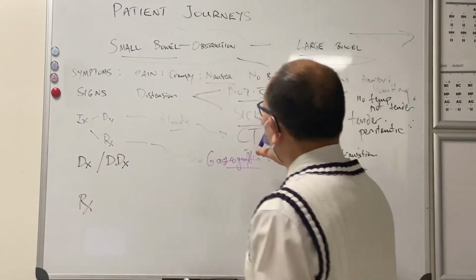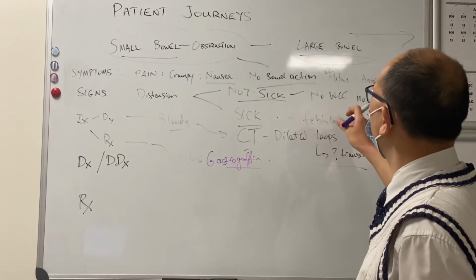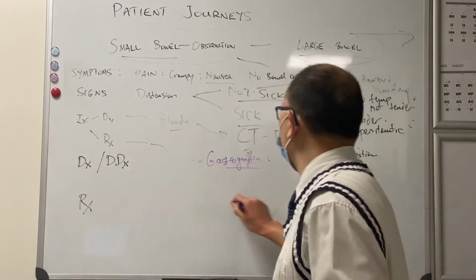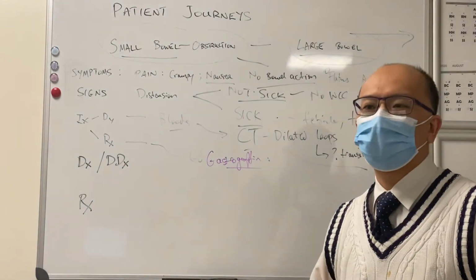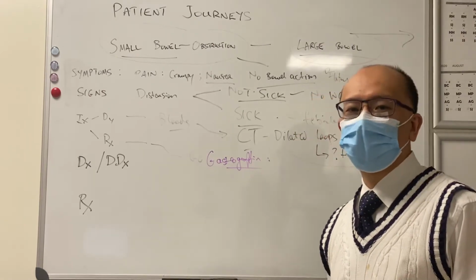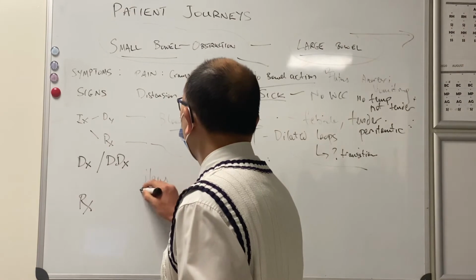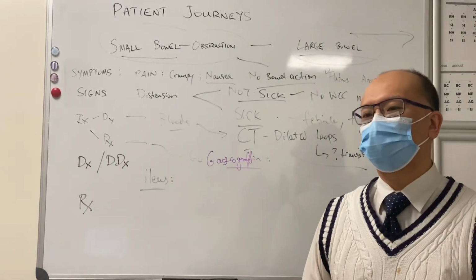Now, even if you've got dilated loops of bowel, nausea, vomiting, distension, what are the differentials here? What's the main differential? You mentioned it. Ileus versus true obstruction. So an ileus is what, Jack?